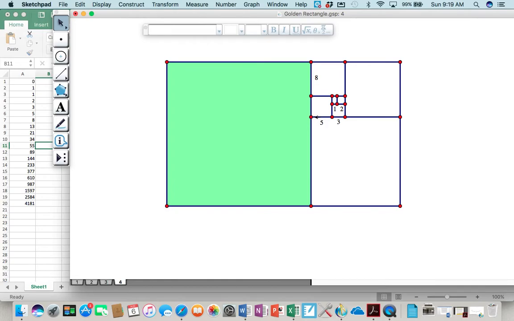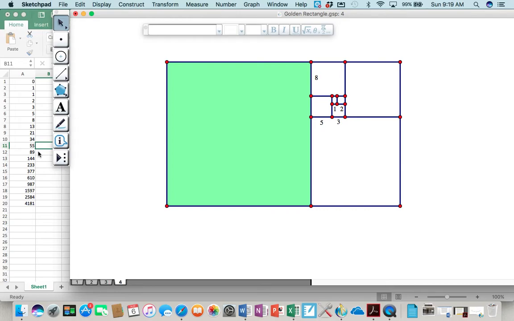If this side is 21 and this side here is 13, well 13 plus 21 gives us 34. So that is the side length of this square right here. And then we can go one more time and say that if this is a side length of 21 and this is a side length of 34, then you're going to get the rectangle has an overall length of 55.